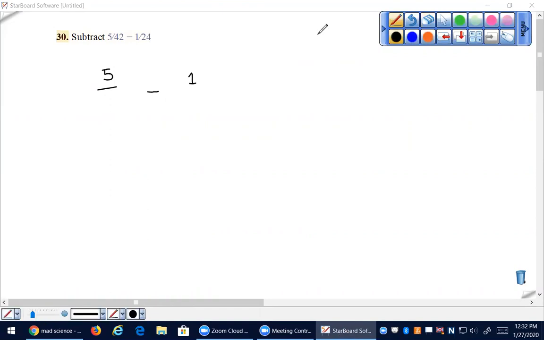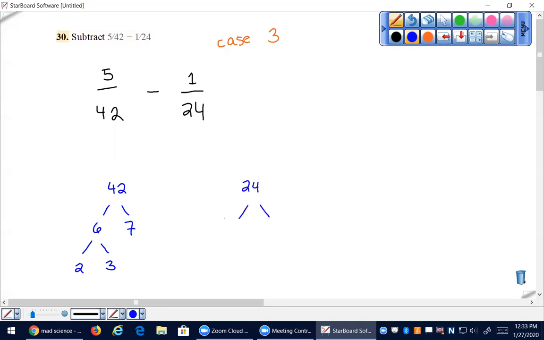Whoops. If I switch it to 24 on both, it's not much of a problem. Okay, so this is going to be case 3 again. There's something in common, but 2 24s would be 48, so I can't change one into the other. So they both have a 2, I can get rid of one. They both have a 3, I can get rid of one.